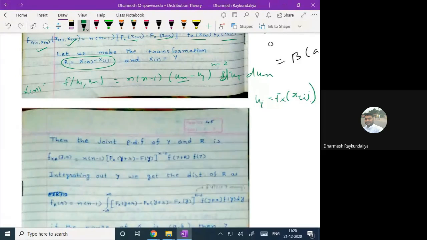xn equal to r plus x1, and x1 I have called y. So I can write n into n minus 1 fx of xn; in place of xn I write r plus y, so that is y plus r or r plus y. And here it is fx of y raised to n minus 2, and in place of xn we can write f of y plus r, and here it is f of y.